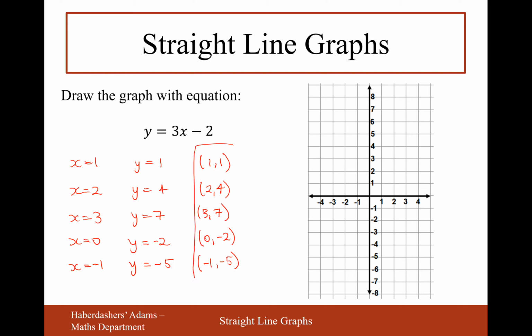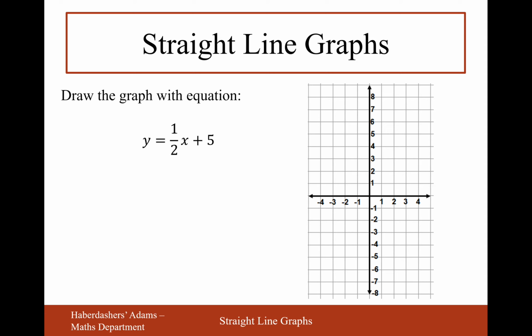So we'll now plot these coordinates here. So that would be (1, 1), (2, 4), (3, 7), (0, -2), and (-1, -5). And we'll now connect those in a line and just make sure they zoom off in the opposite direction. And there we are. So we'll draw y equals 3x minus 2 to just label the graph.